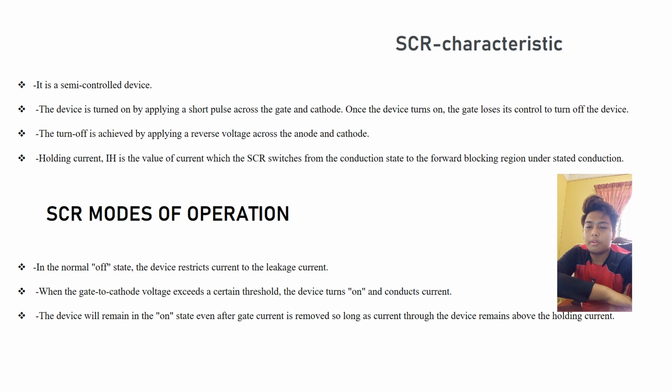Second is the SCR mode of operation. In the normal off state, the device restricts current to the leakage current. When the gate to cathode voltage exceeds a certain threshold, the device turns on and conducts current. The device will remain in the on state even after the gate is removed, so long as current through the device remains above the holding current.